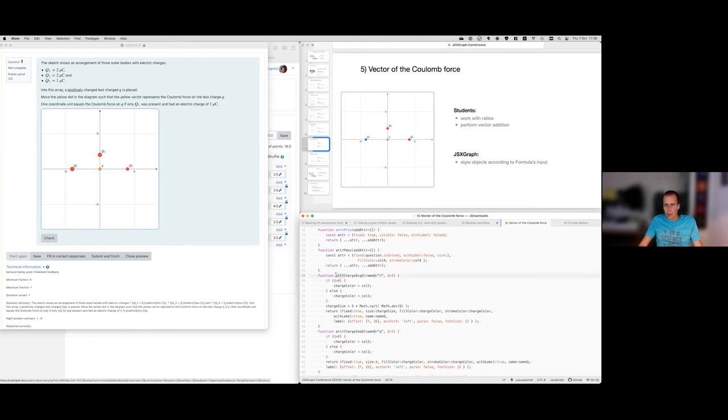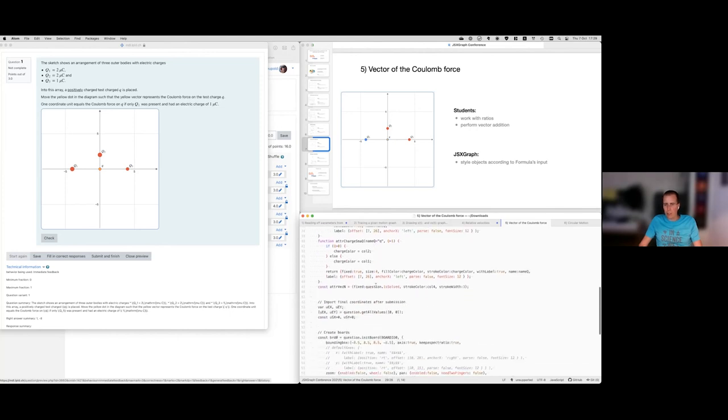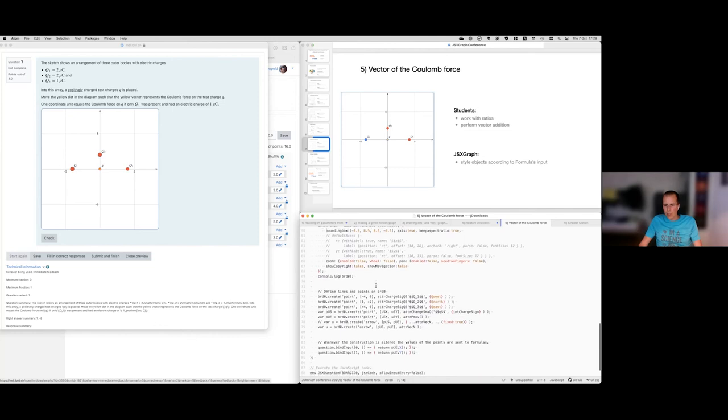So this function that I define up here is then used as an attribute for a point down here, attribute charge big Q. This is handed the name of that point, as well as the value of the charge that is handed over from formulas. Okay.